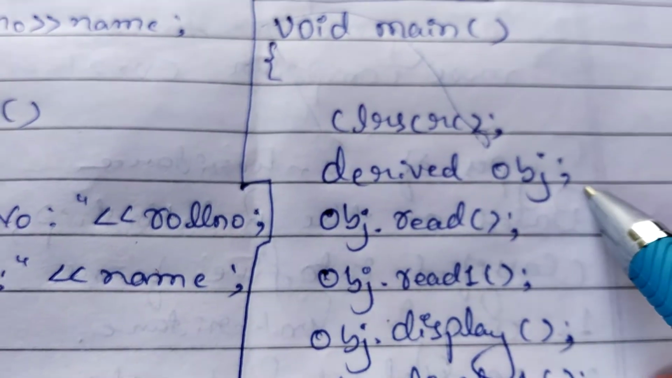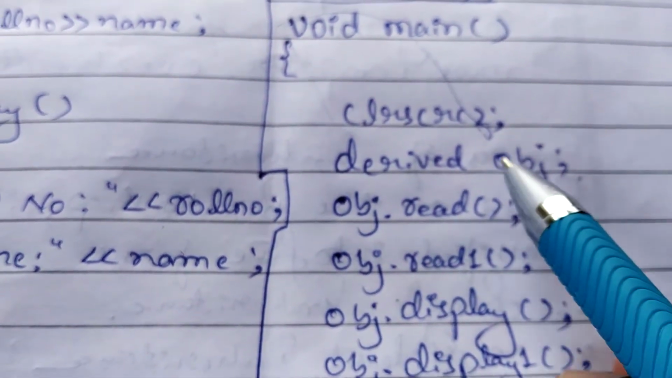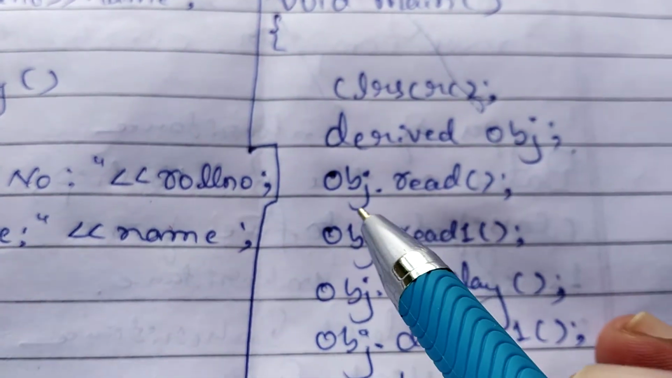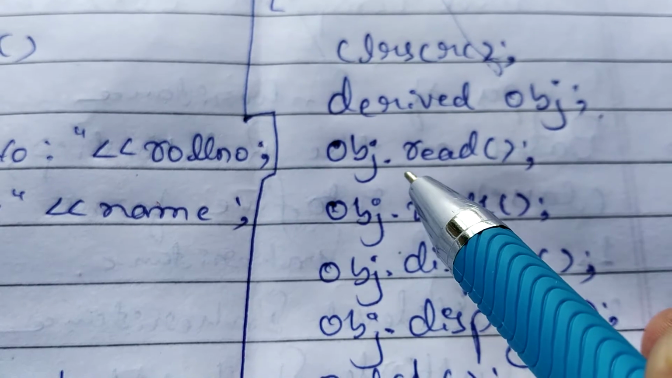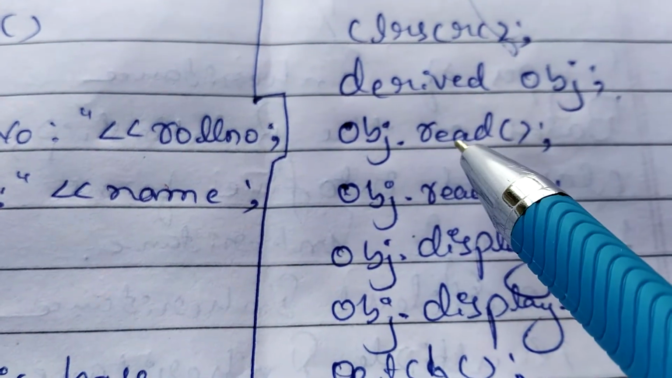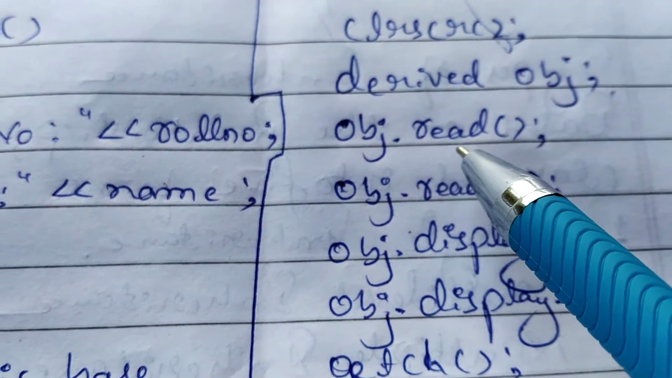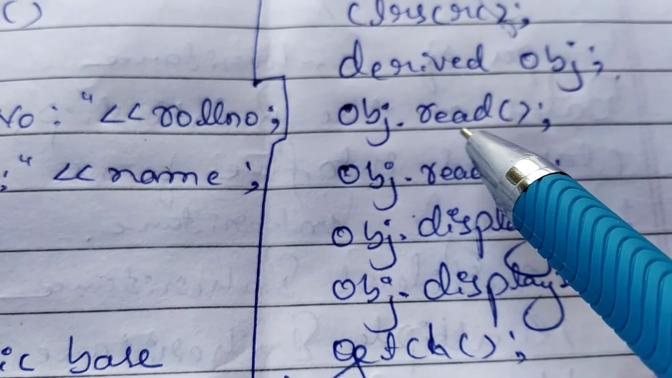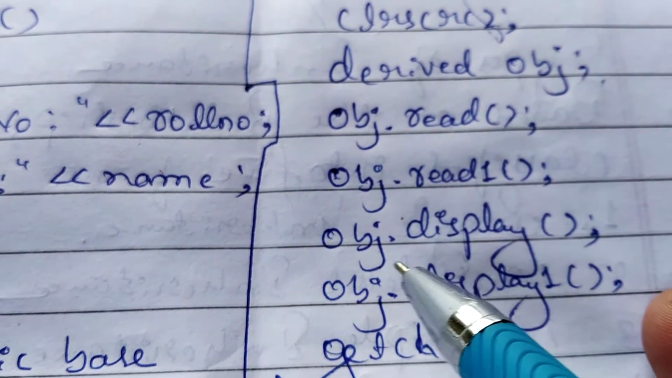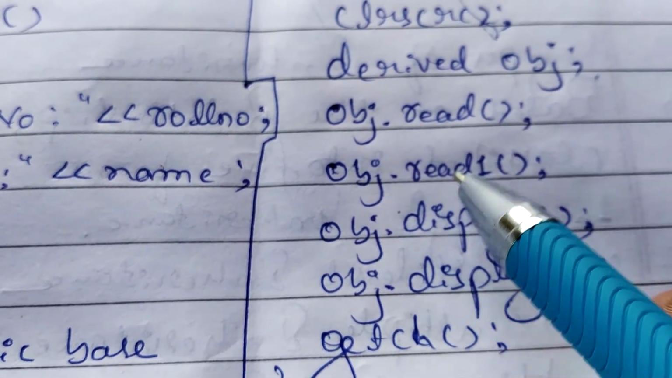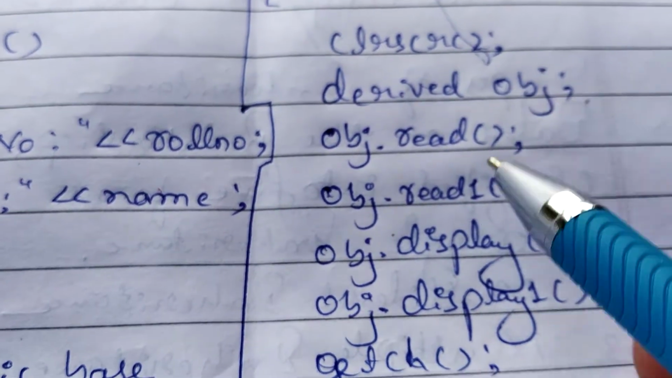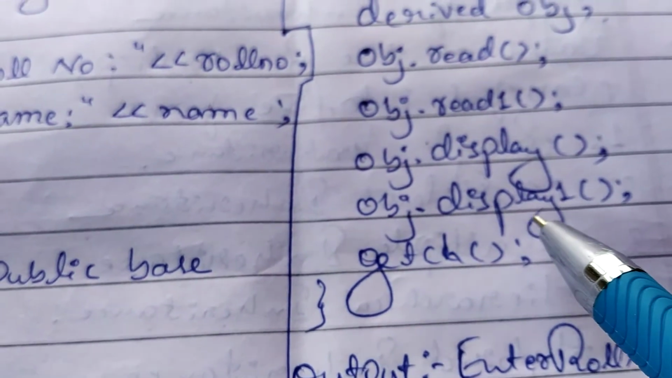Next, in the main function or main program, I will write a derived object, means an object created from the derived class, accessing all the base class properties. That is object.read. Read is a property of the base class. Then object.display is also a property of the base class. This is a property of the derived class.